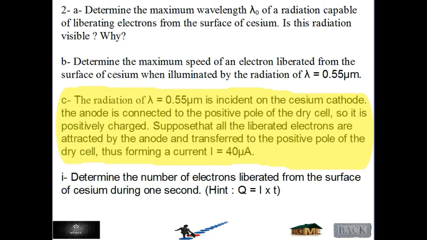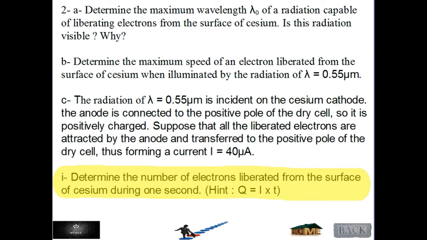Part C. The radiation of lambda 0.55 micrometer is incident on the cesium cathode. The anode is connected to the positive pole of the dry cell, so it is positively charged. Suppose that all the liberated electrons are attracted by the anode and transferred to the positive pole of the dry cell, thus forming a current I equal 40 microamp. Part I, determine the number of electrons liberated from the surface of cesium during 1 second. Hint, use Q equals I times t.